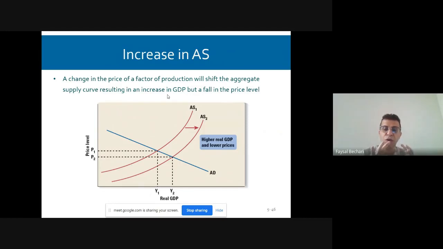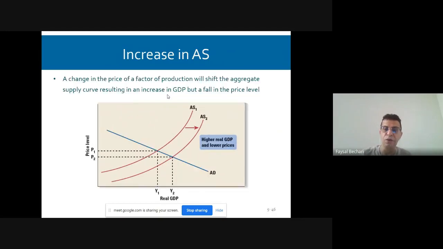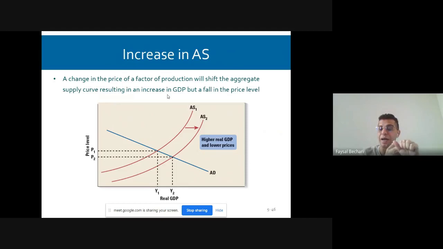So you see, here's the difference: an increase in aggregate demand raises both the price and the real GDP. But an increase in aggregate supply raises the GDP and lowers the price.